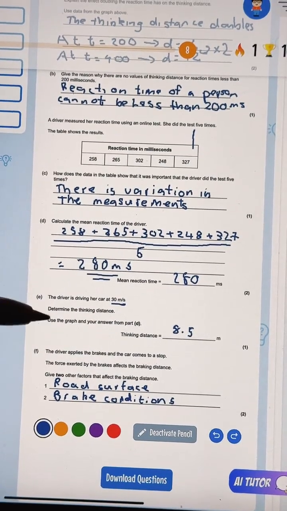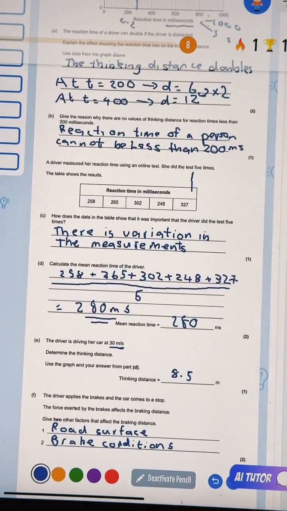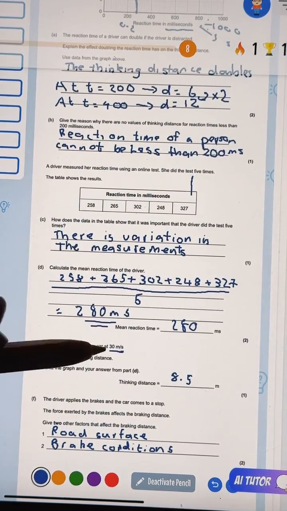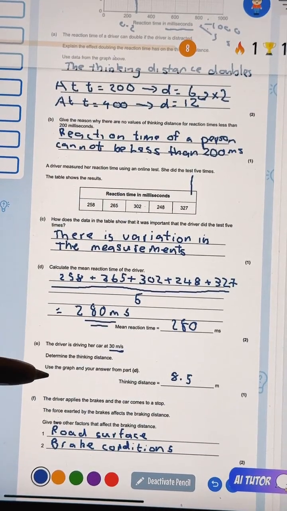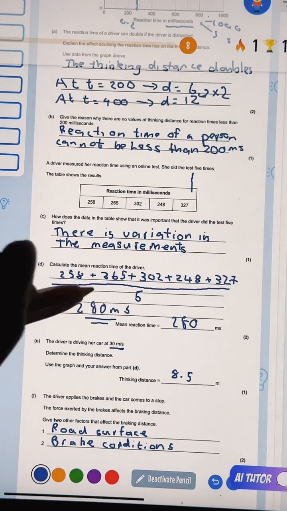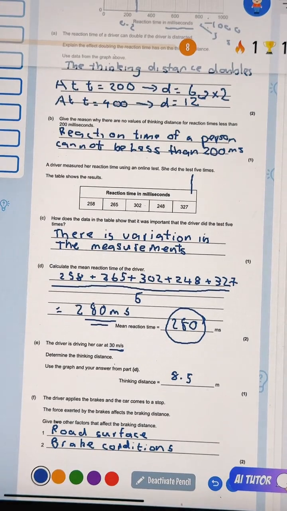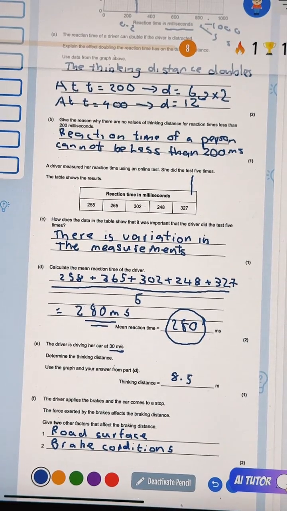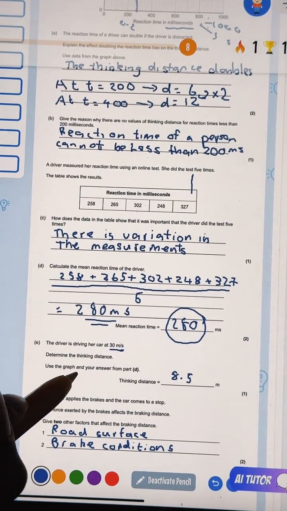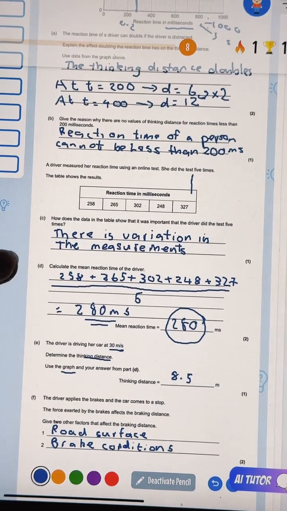Please explain E. Okay, I'll go back to it. It mentions the driver is driving at 30 meters per second. Determine the thinking distance. Use the graph and your answer from part D. So there are 2 things they've told us to use. Use part D, so our value of 280 milliseconds as a reaction time. Using that reaction time, use the graph to find the thinking distance.